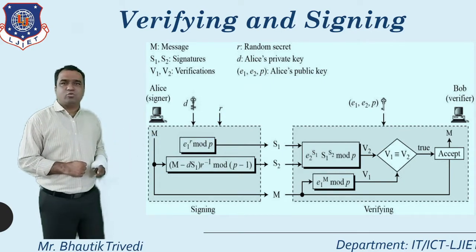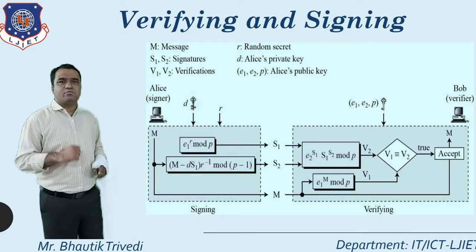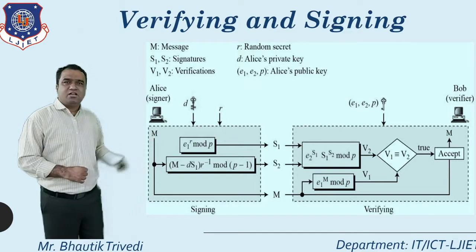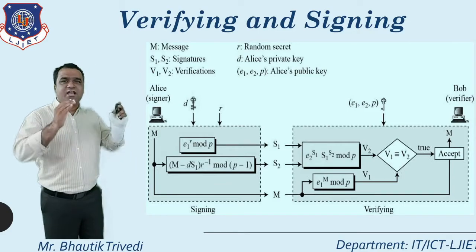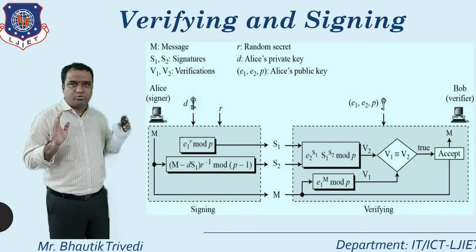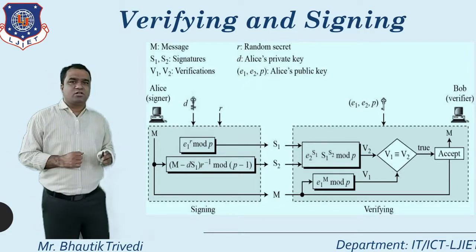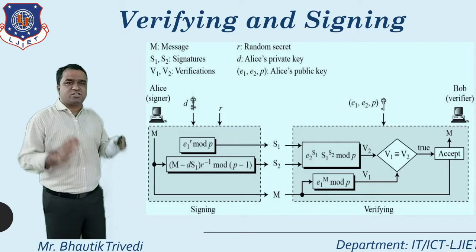V1 and V2 mean the verification. R is the random secret. D is the private key. E1, E2 and P are the public key. You know each and every parameter up to this point. After that, how do I execute the signing and verifying phase of the ElGamal digital signature?